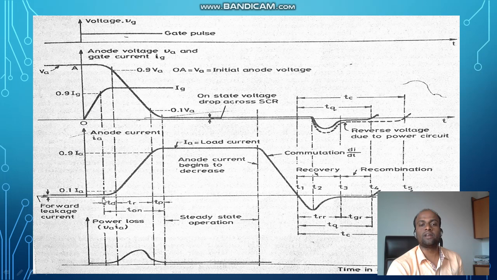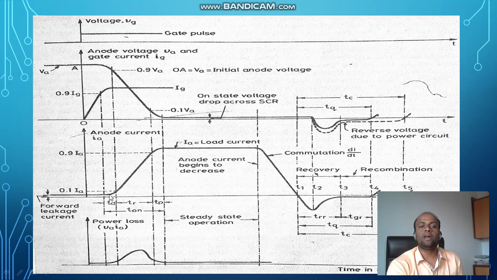Anode current means main current. Where is the anode current? Okay, this is the anode current. Anode current will not be present; only some leakage current will be there. The gate is not given. Now, when we give the gate pulse at this point, see here, the gate current starts increasing. When the gate current reaches 90% of its value, from that point your anode current slowly starts increasing. Till then, there is only leakage current.